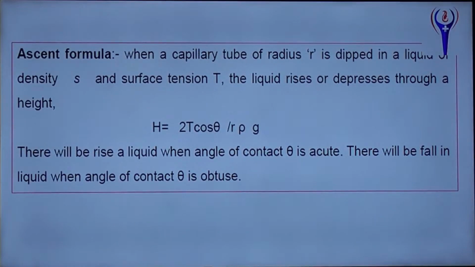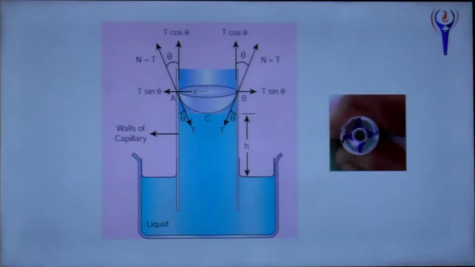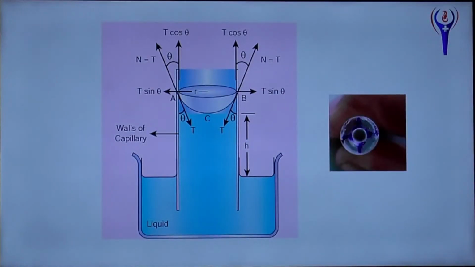And the formula for capillarity: h is the capillary height, h equals 2T cos theta by rho r g. And from this, we can determine the surface tension of a liquid or water: T equals h rho r g by 2 cos theta. And for this, the apparatus setup is this apparatus, I will show it. This is the apparatus setup for that.